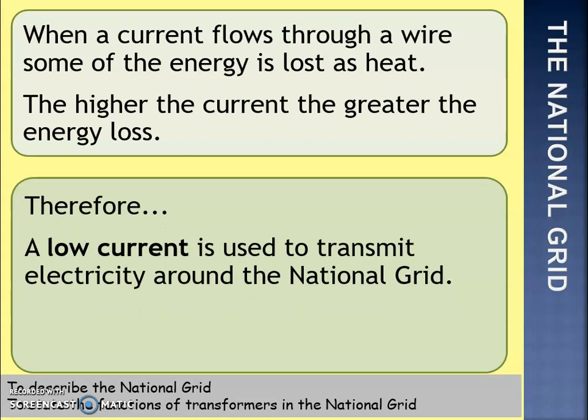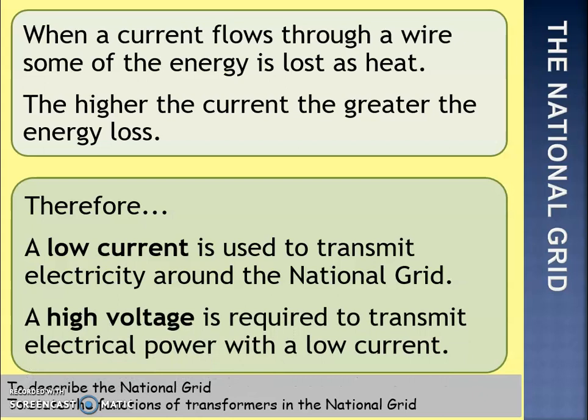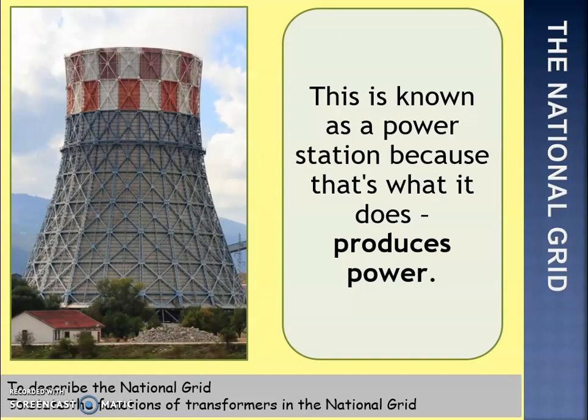So we use a low current to transmit electricity around the national grid. If we want a low current, we have to have a high voltage. So to ensure we don't lose lots and lots of energy as heat through the national grid, we transfer that at a low current. In order to get a low current, we need a high voltage. So before it goes into the national grid, into those cables, we go through a step-up transformer, increase the voltage really, really high, make sure that current's low so we lose less energy through heat.